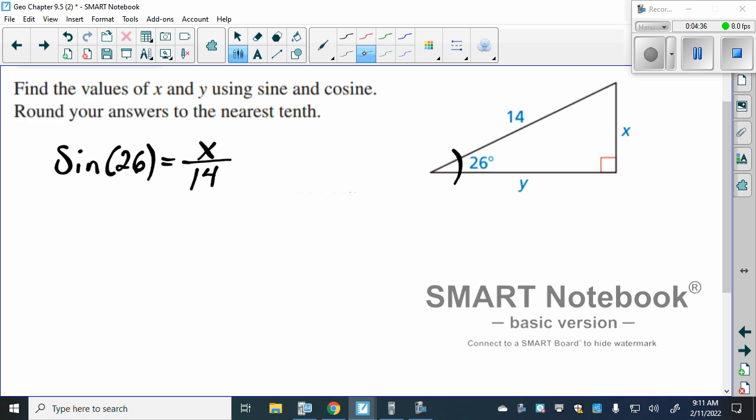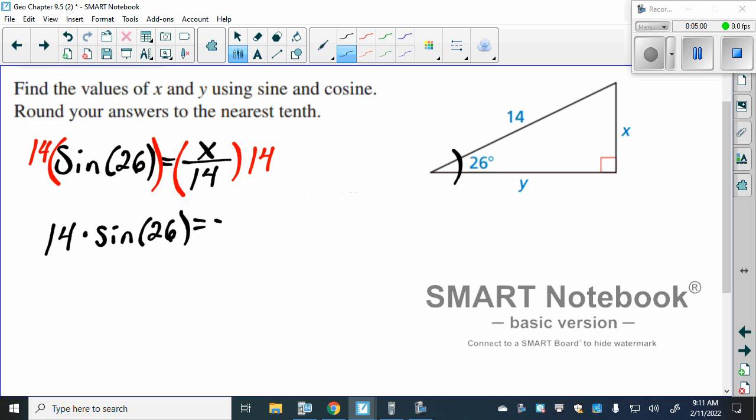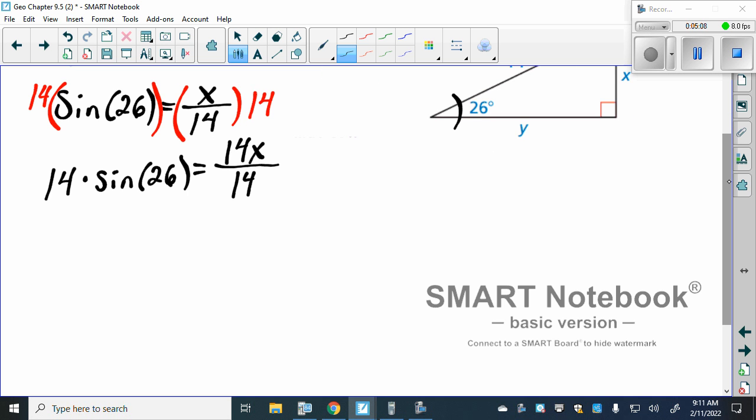Well, what can we do to get x by itself? We can multiply by 14. And on this side here, we can also multiply by 14. And if we multiply both sides by 14, we're going to get 14 times sine of 26 degrees is equal to, well, over here we would have 14x over 14. Well, 14 and 14 would simplify, giving us just x.